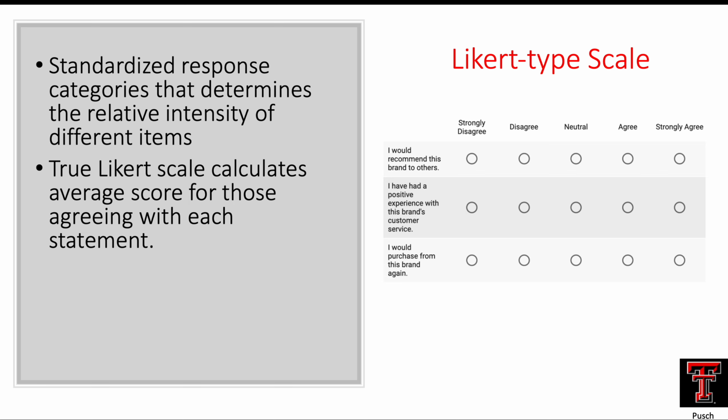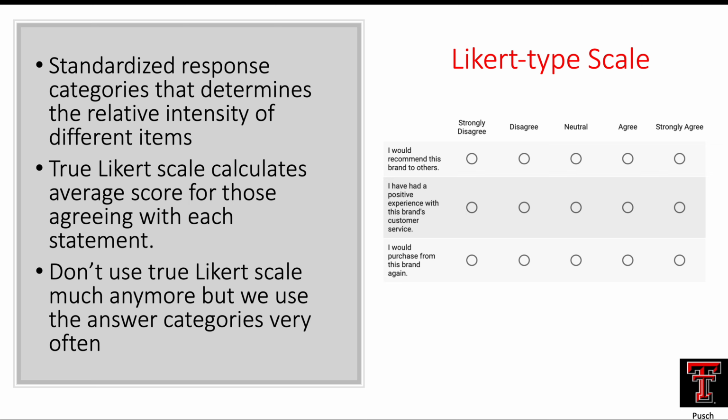A true Likert scale calculates average scores for those agreeing with each statement, but we don't really use those a lot anymore. We use these Likert type scales. So if you see a question saying, how much do you agree with the following statement? Strongly disagree, disagree, neutral, agree, strongly agree, you're probably looking at a Likert type scale. And again, we use these all the time.